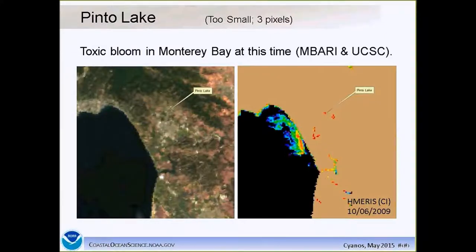Sometimes we can see some other interesting blooms. We happen to pick up another major bloom, I think it's probably Cochlodinium bloom, in Monterey Bay at this time. This is just CI. We didn't separate into two non-cyanos, but Pinto Lake is not resolvable.